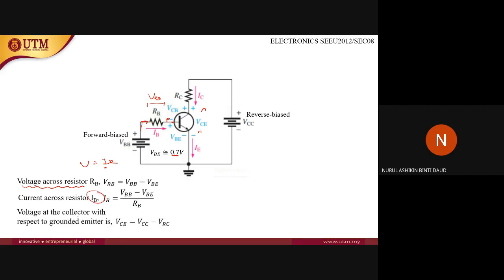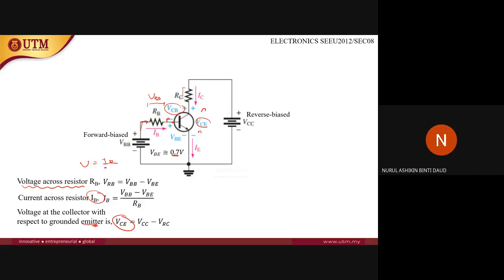Next, voltage at the collector. Okay, voltage at the collector with respect to the emitter, so it means VCE. Voltage at the collector with respect to the grounded emitter, so it means VCE. So to find VCE, it is VCC minus VRC, the voltage at the resistor here. So VCC minus VRC, then you will get VCE, right?